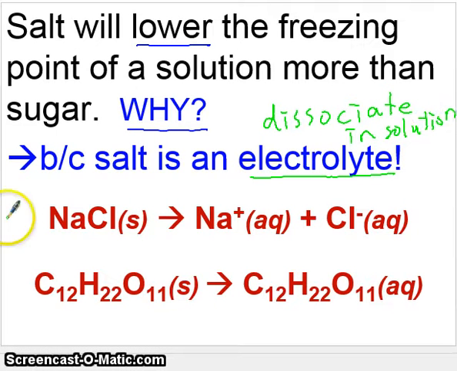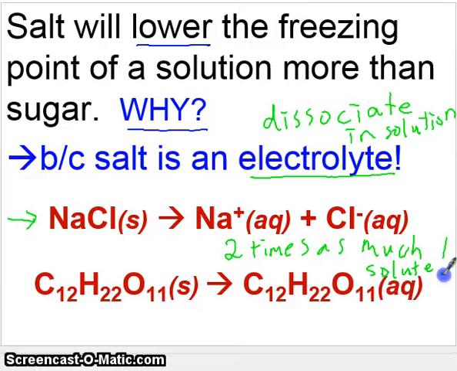And that's what you see here. In this case, salt, if you throw it into water, breaks up into sodium and chlorine. So you get 2 times as much dissolved solute, essentially. And if you have 2 times as much solute, then you have a bigger effect on the freezing point, on the boiling point, on the vapor pressure. In this case, sugar, this is sugar, does not dissociate. It dissolves, it becomes aqueous, but it does not break apart. It still stays together, stays sugar, so it doesn't provide you as much solute. And that's the idea, and that is why.